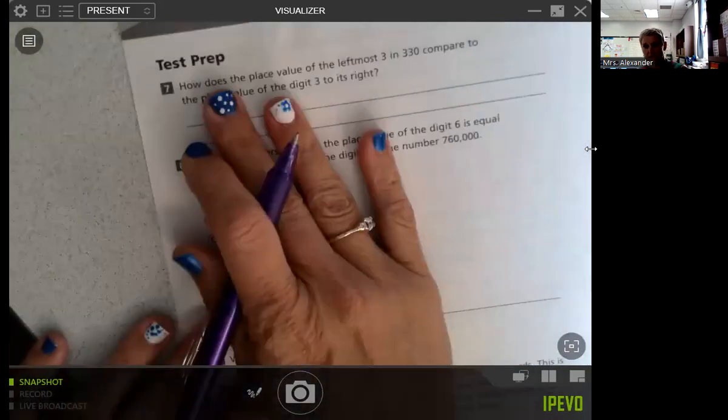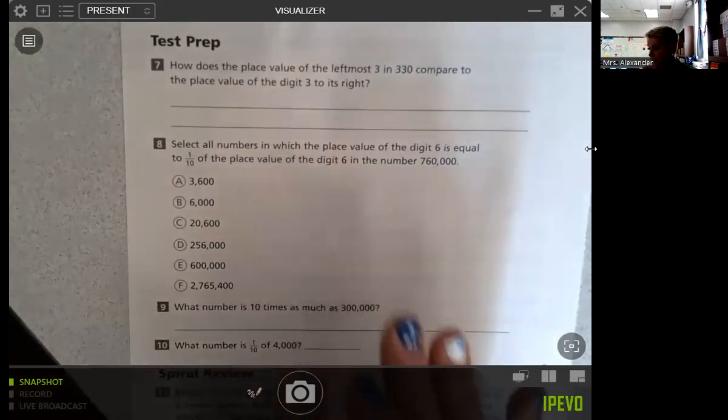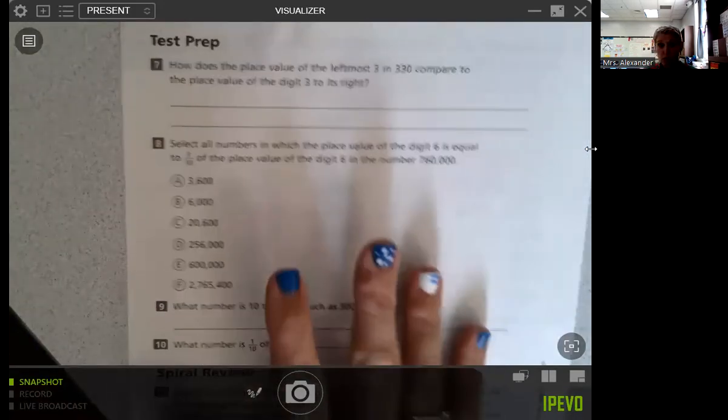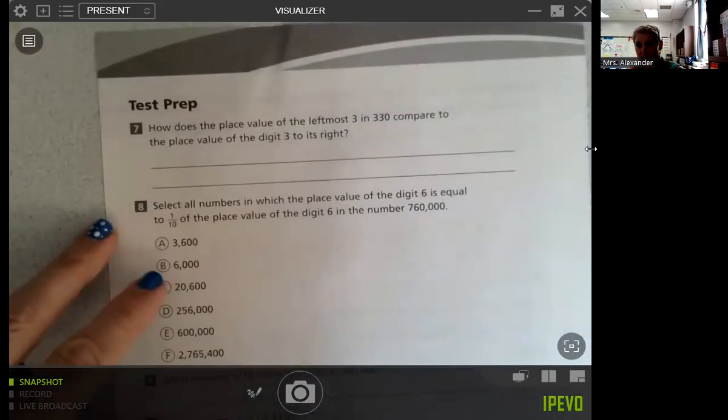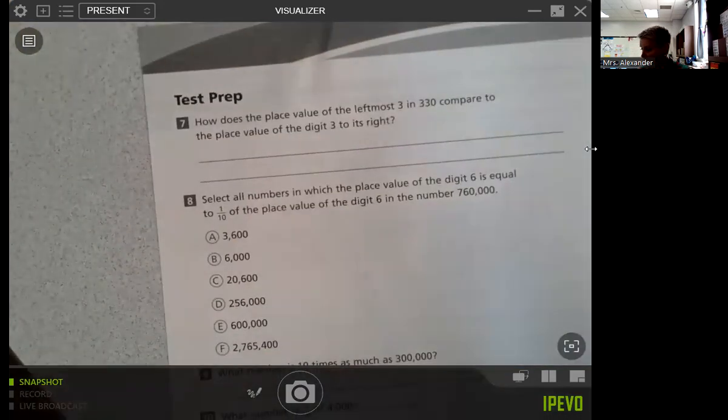So the next slide is always a test prep. This will help you know if we were ready to take a test, how would you do, or would you be ready for that test? So let's see what's happening here.